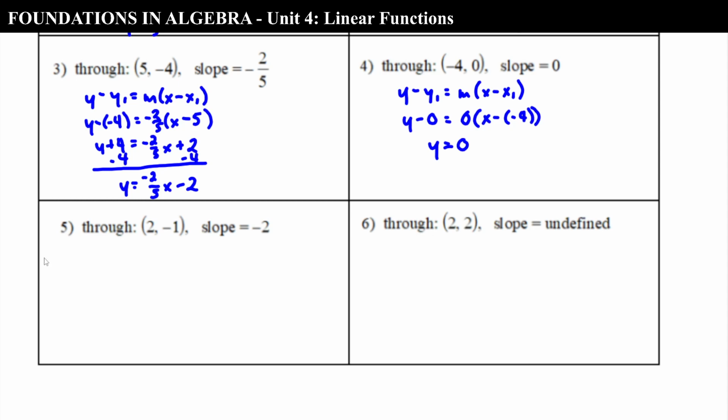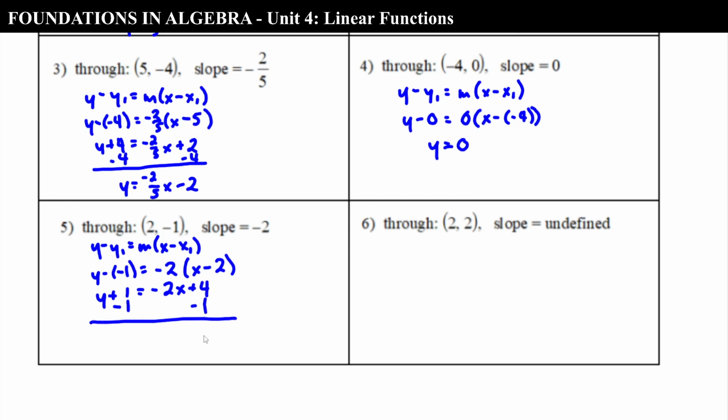All right, number 5. Here we have y minus y1 equals m times x minus x1. So here our y1 is negative 1. Our slope is negative 2. And our x is 2. So we have y plus 1 equals negative 2x. Negative 2 times negative 2 gives me plus 4. Subtract 1 from each side, and you have y equals negative 2x plus 3.